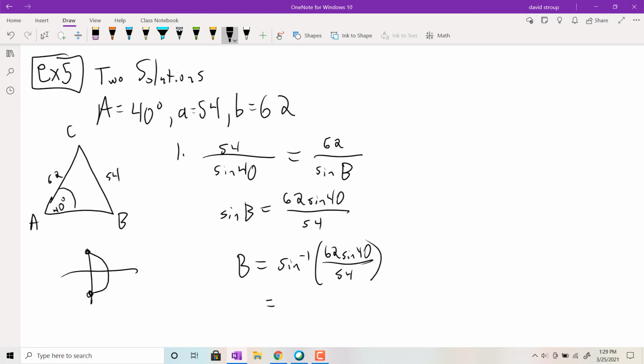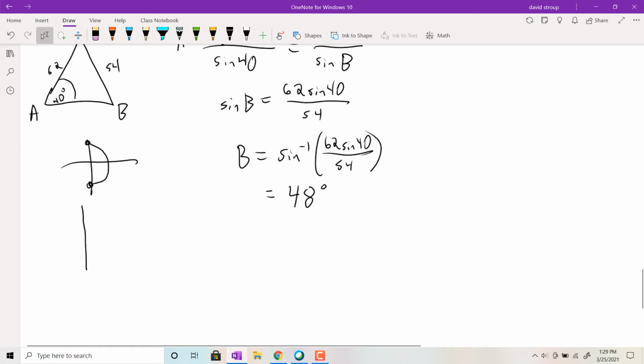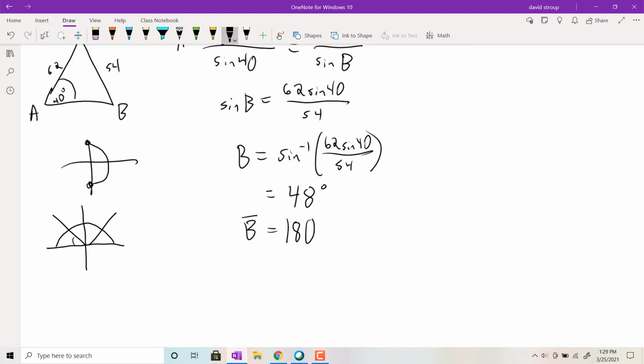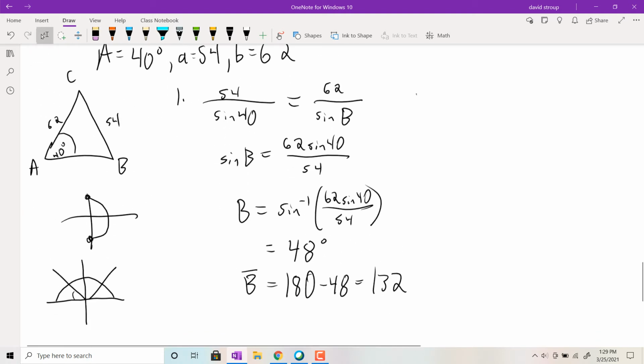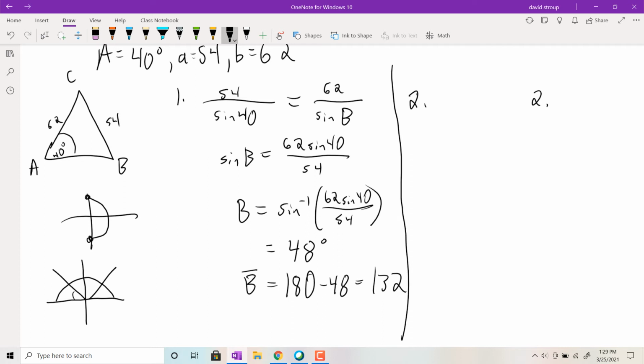If you put this into your calculator, approximating to the nearest degree, you get 48 degrees. The only problem is that there's another angle that might work, because we could also consider not just the 48 degrees, which is right here, but this other angle of an oblique triangle. That other angle you could call B bar. How do I get that? It's 180 minus 48, which is 132. So it turns out there are two possible answers here, and we have to split the problem into two parts, one for B and one for B bar.